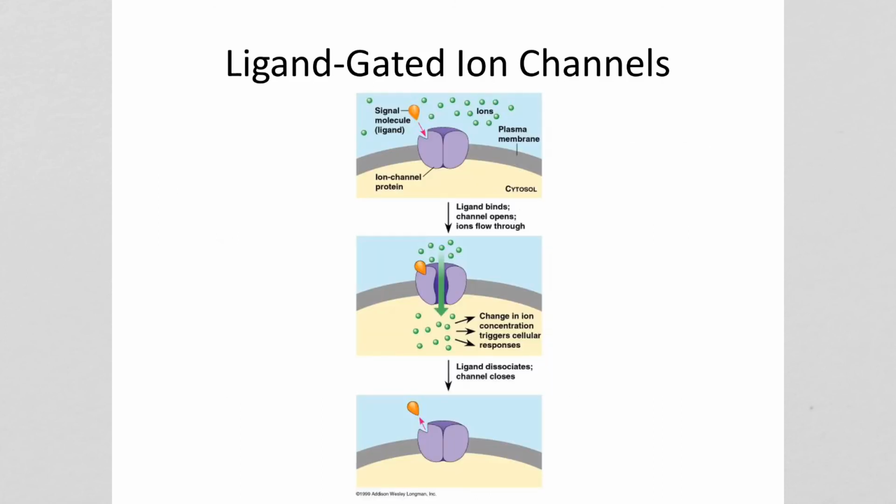So here we see a ligand-gated ion channel. Here's the channel. Here's the ligand. It binds into it, almost like a substrate will fit into the active site of an enzyme, causing it to change shape and open up. The ions flow through, and that's the beginning of an electrical signal in this cell. Maybe it's a nerve cell, so it's causing the beginning of an action potential.